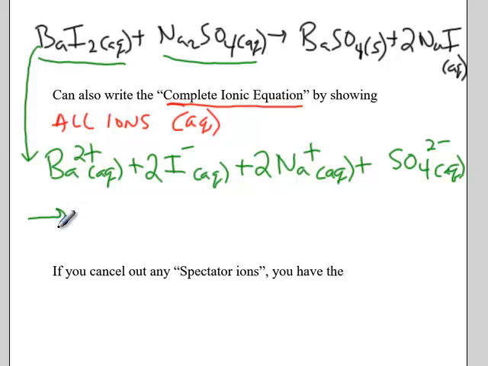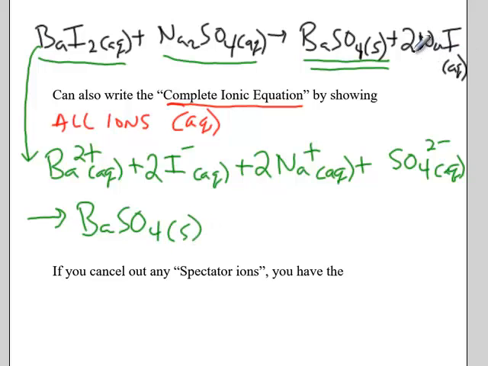On the product side, the first chemical we see is barium sulfate solid. That's the precipitate that does not dissolve in water. If it does not dissolve, it cannot dissociate. So we don't break that one down. We leave this as barium sulfate solid.